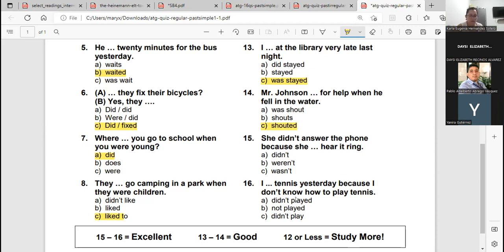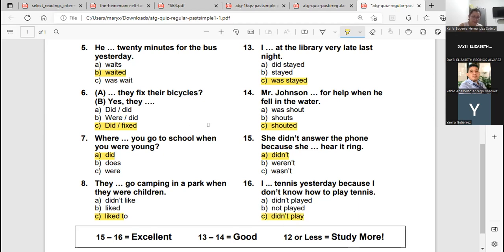Number 15 is, she didn't answer the phone because she didn't hear it ring. Very good. She didn't hear it ring. Thank you, Joanna. Okay. Alexander? I didn't play tennis yesterday because I don't know how to play tennis. Okay, you go with A or C? C. Okay. I didn't play.